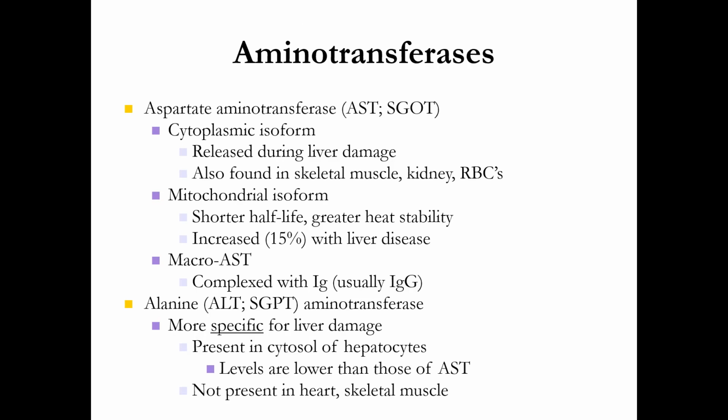Aminotransferases. So aspartate aminotransferase is abbreviated AST and it's also called SGOT. There are cytoplasmic, mitochondrial, and macro isoforms. The cytoplasmic isoform is released during liver damage. It's also found in skeletal muscle, kidney, and red blood cells. The mitochondrial isoform has a shorter half-life and greater heat stability. It's increased 15% with liver disease. Macro AST is complexed with Ig, an immunoglobulin, usually immunoglobulin G.